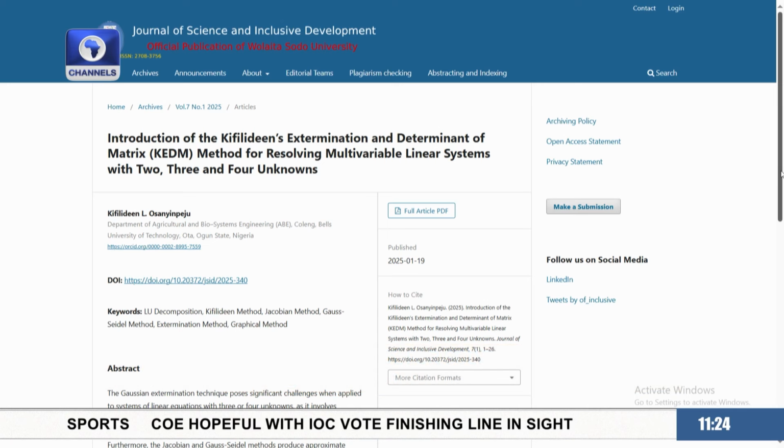You have published it on this website. Yes, sir. The Journal of Science and Inclusive Development. So it is available there for anyone. Yes, and another thing, because that is one of the challenges with innovation, is publicity, as in awareness, because when people are not aware, they will not be able to use it. And this can be done by incorporating it into school curriculum or university, so the student will be able to have it at an early age.